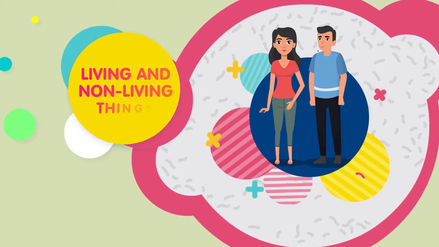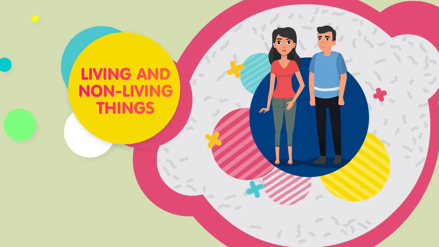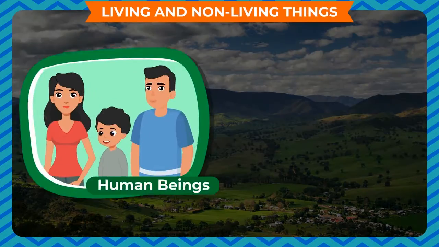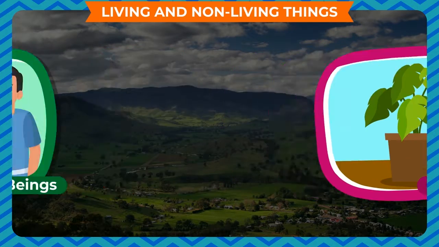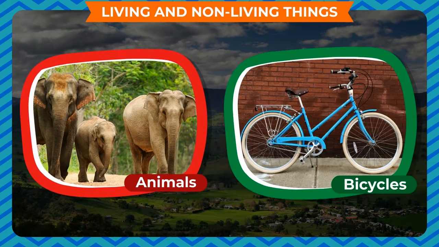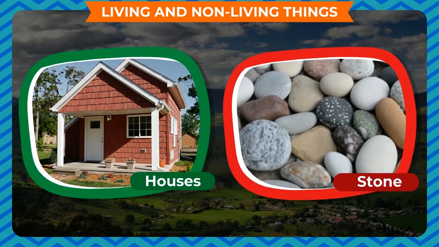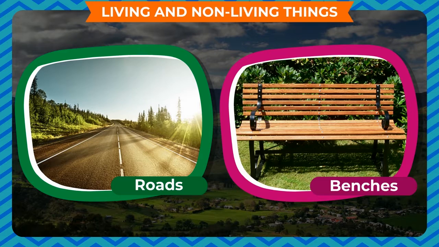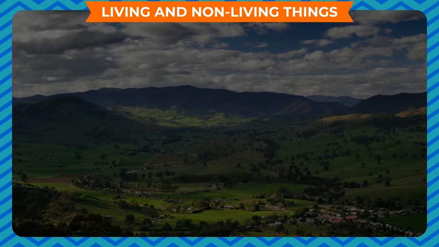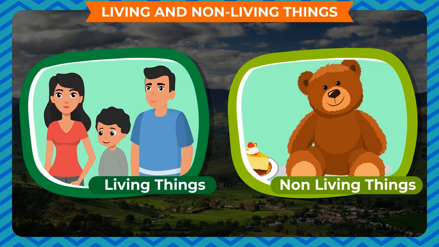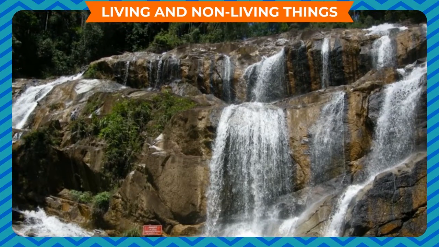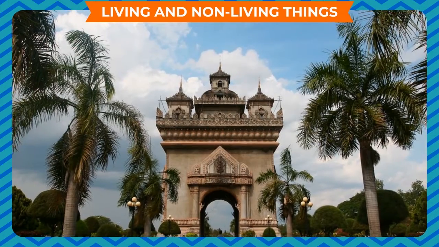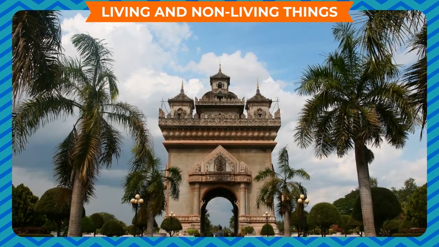Living and non-living things. There are many things in our surroundings, such as human beings, plants, animals, bicycles, houses, stones, roads, benches, etc. These things can be categorized as living things and non-living things. Some of the non-living things are natural things, while others are made by humans and are called man-made things.